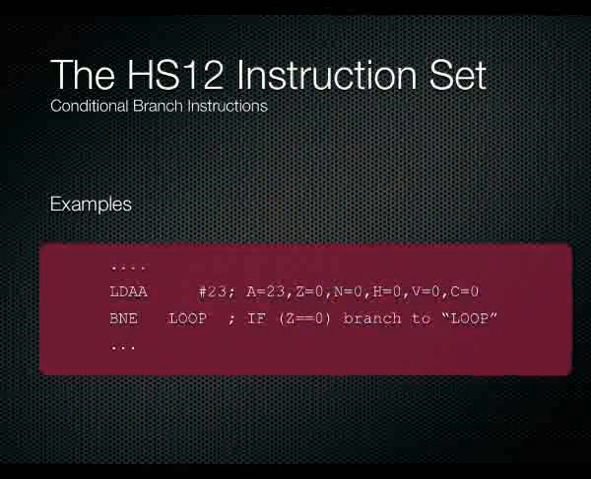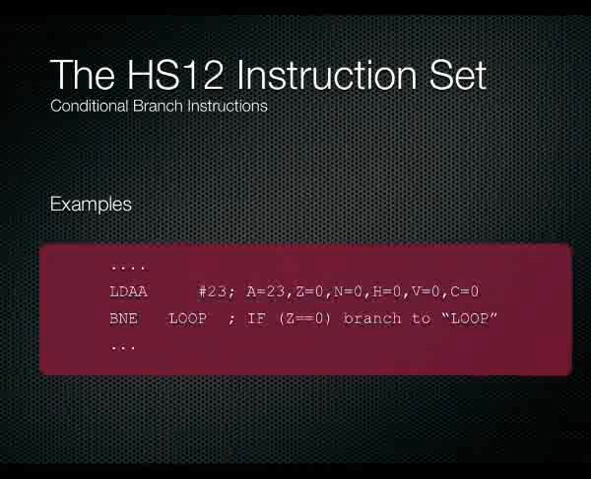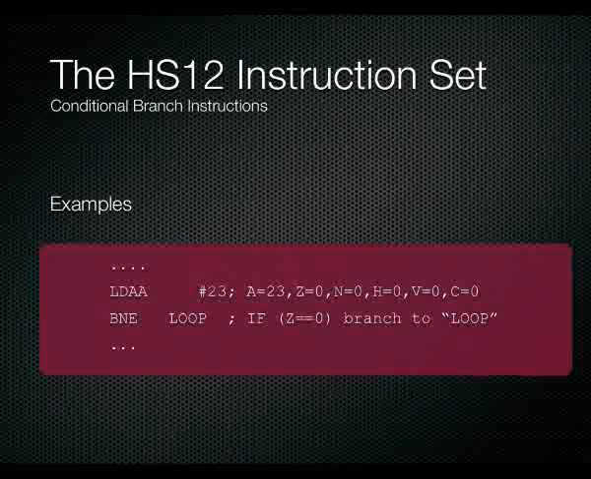So I've got an example here where we simply load accumulator A with a value of 22 and we branch if not equal to loop. So we simply do a comparison. If the Z flag is equal to 0, which means it's not a 0 value, which means it's not equal to, it will simply branch back to loop, which will be some label somewhere in our code. So it'll be a label called loop in the first column somewhere that it simply branches to.